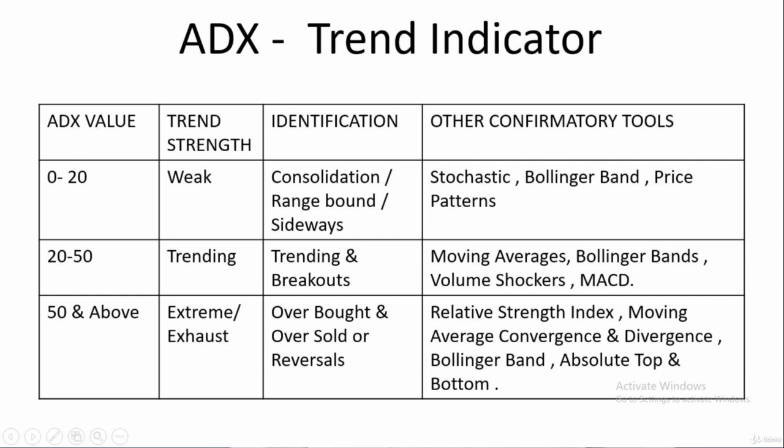The first point is, if the ADX value is below 20 or between 0 to 20, we think that the trend strength is weak. The identification is that the market will be in consolidation or range bound conditions. The other confirmatory tool to check the identification is stochastic. We can use Bollinger Band or we can use price patterns. As we already discussed in the previous lecture, there are so many price patterns that identify the consolidation phases.